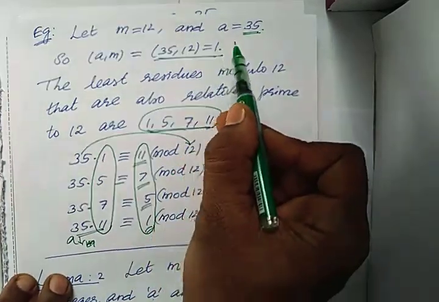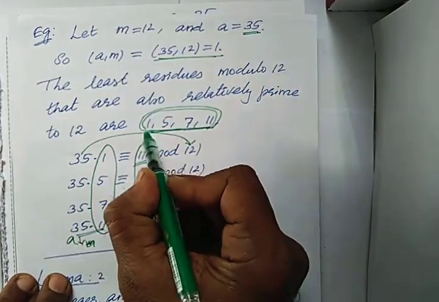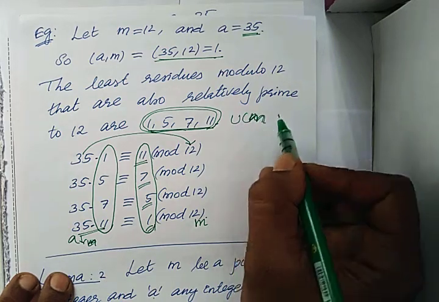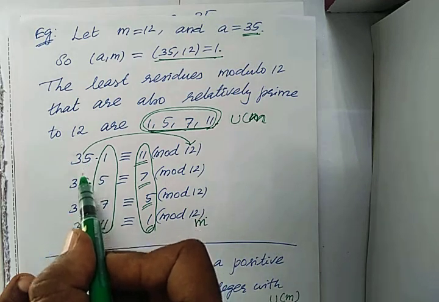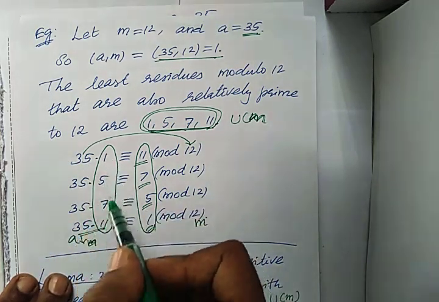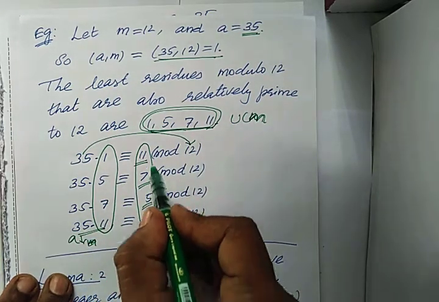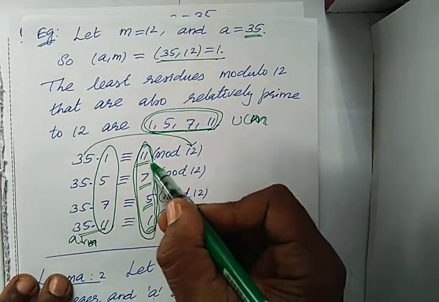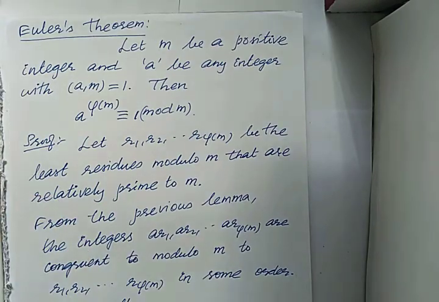Actually, if a and m are relatively prime, and these are the elements of U of m, here U of 12, and if you multiply 35 together with these numbers 1, 5, 7, 11, you will get all these numbers as residues again, but in some other order. Okay? Dear students, now let us see Euler's theorem.